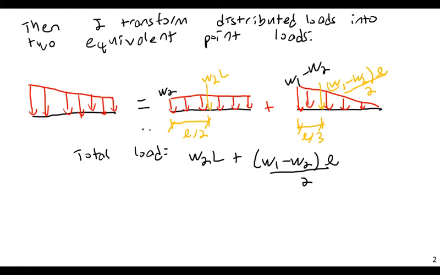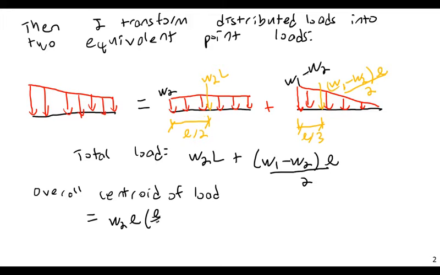And then the overall centroid of the load, if you remember doing centroids in statics, it's just multiplying the load times its coordinate, the summation of the loads times the coordinates over the total load. So it would be something like W2L times L over 2, plus (W1 minus W2) times L over 2 times L over 3. So again, the load times the x-coordinate, plus the load times the x-coordinate, all divided by the total load.